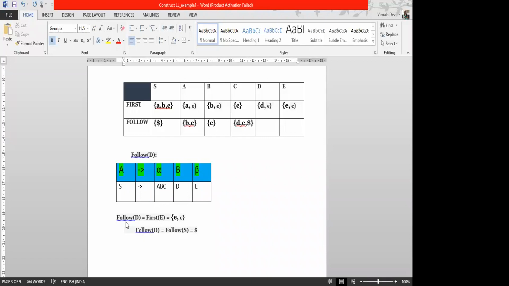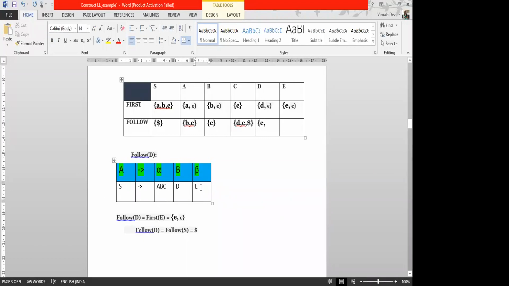Okay, follow of D is equal to first of E. This is the way the rule is to be matched. First of E contains E comma epsilon, so follow of D must contain E. Since the first set of E contains epsilon, what modification do you have to do in the rule? This E must be replaced by epsilon. Now look into the rule: follow of D is equal to follow of S. By the way, we have to include the dollar symbol. So E comma dollar is the right answer.